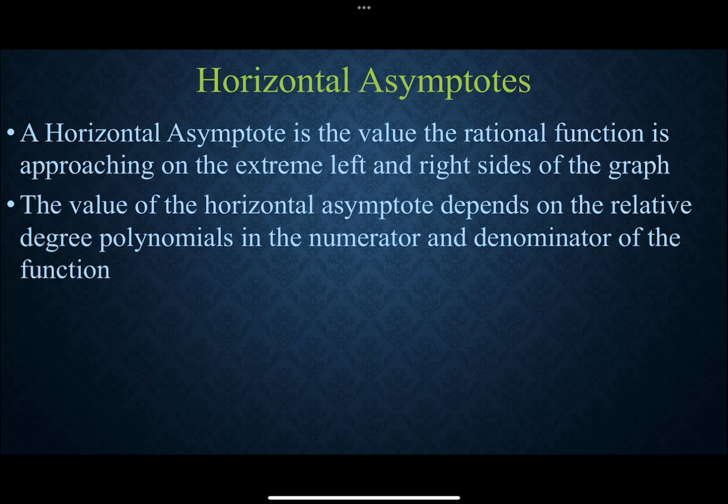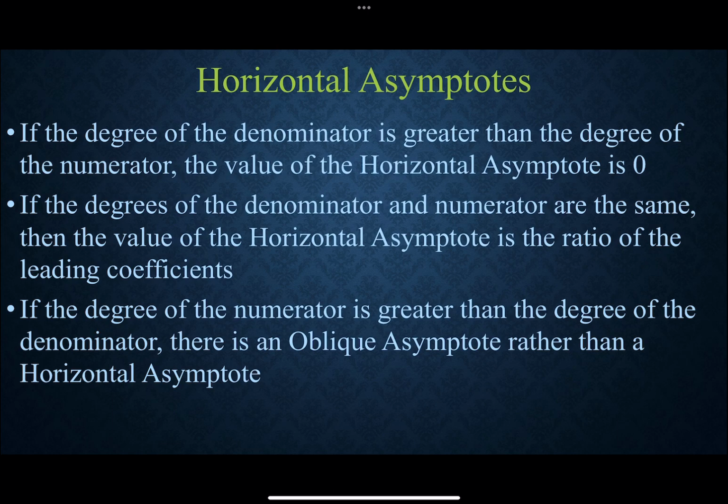As far as the asymptote goes, the horizontal asymptote is the value the rational function is approaching on the extreme left and right sides of the graph. This value will depend on the relative degree of the polynomials in the numerator and the denominator of the function, whether it's a value like 0, a non-zero number, or something more like infinity. If the degree in the denominator is greater than the degree in the numerator, then the horizontal asymptote is always 0. If the degrees are the same, it's going to be the ratio of the leading coefficients.